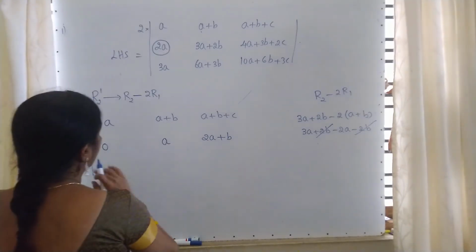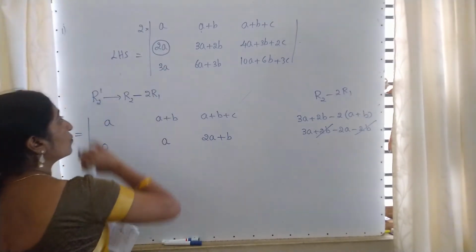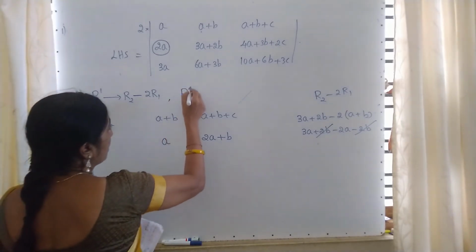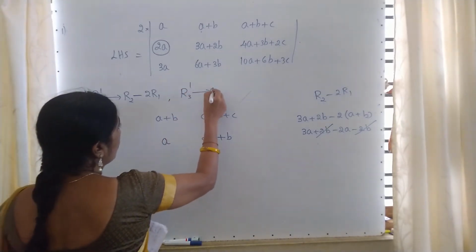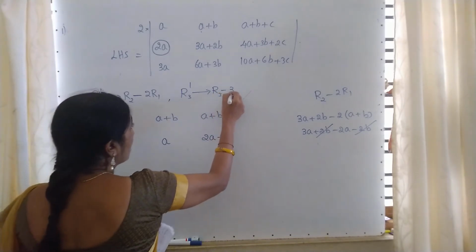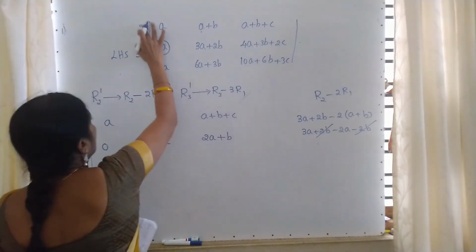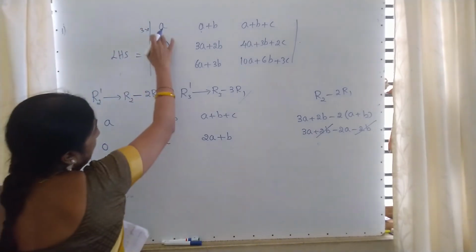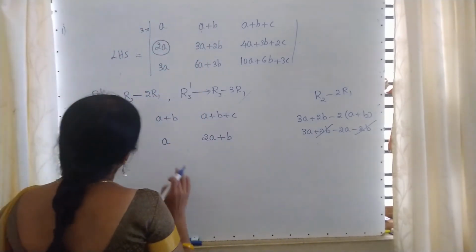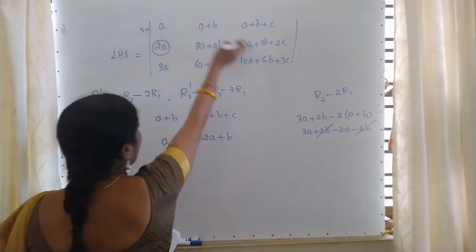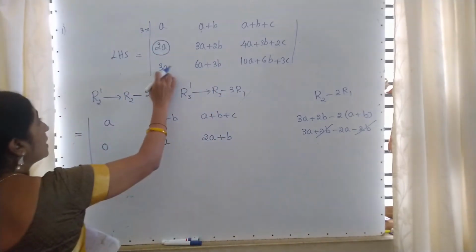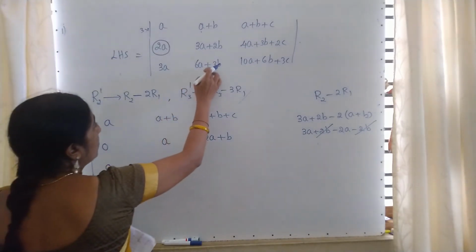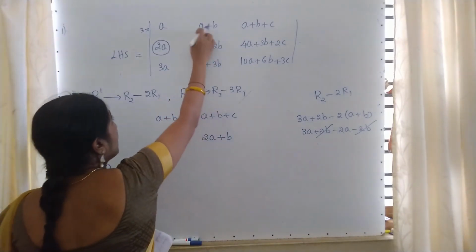So this is completed. Now is it possible to make 3A a 0? Yes. 3A is present in the third row. Third row minus 3 into first row. So now by pencil I am taking 3 here, because there is no change in the first row, so I am writing the first row here as the original. 3A minus 3A is 0. 6A plus 3B minus 3 into this.